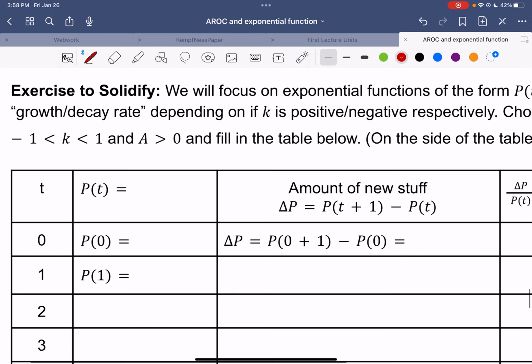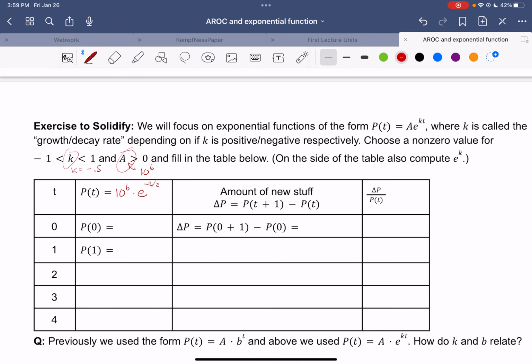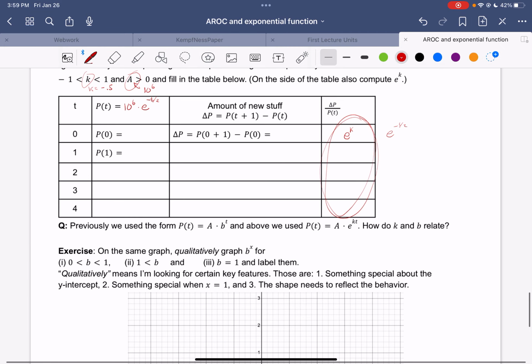So for example, maybe I'm going to use k is equal to minus a half and a is equal to 1,000,000, okay? So P of t is equal to 1,000,000 times e to the negative 1/2 t, okay? Which I guess I'll write as negative t divided by 2, okay? So that was me choosing a k value and choosing an a value, and I go through and fill out this table, and I would figure out what this thing is here, okay? And I believe what you're going to get every single time is e to the k. So whatever e to the negative 1/2 is, that's what I would get in this. But I'm going to skip this and let you kind of work through it.